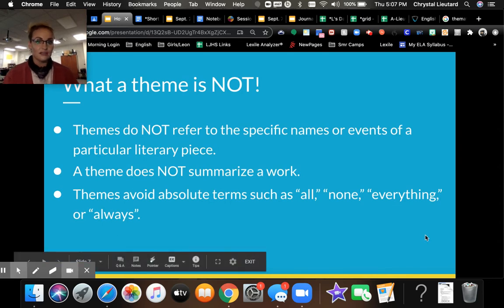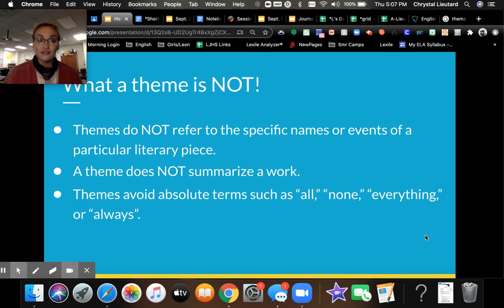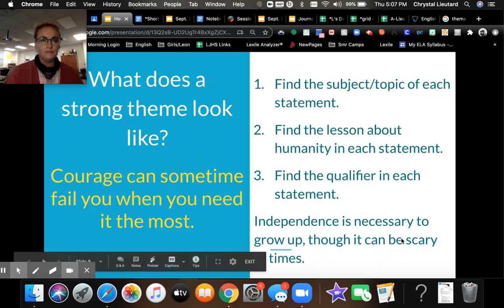What a theme is not. They don't use specific names or specific events in the story. So if your theme has a character name from that story in the sentence, you're not working with a thematic statement then, okay? It doesn't summarize. A theme doesn't give you a list of, here's all the things that happened in the plot. That's not the point. You're not going to use words like all, none, everything, always, okay?